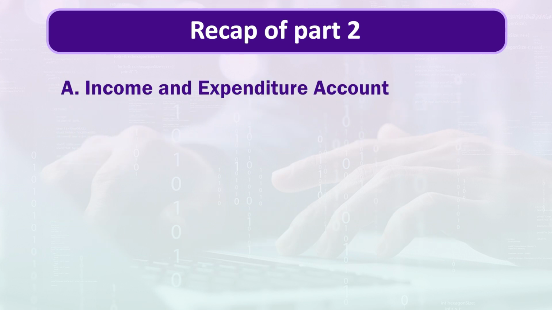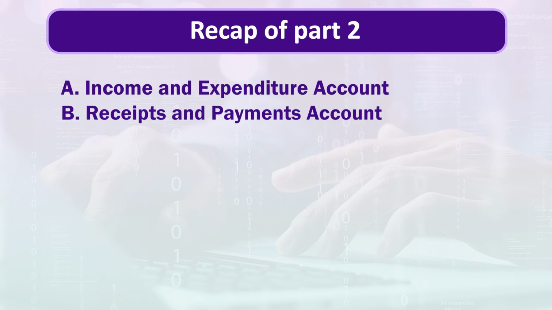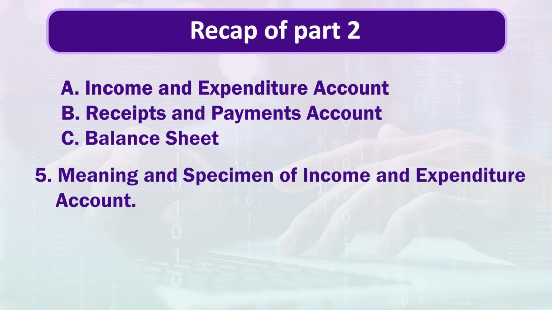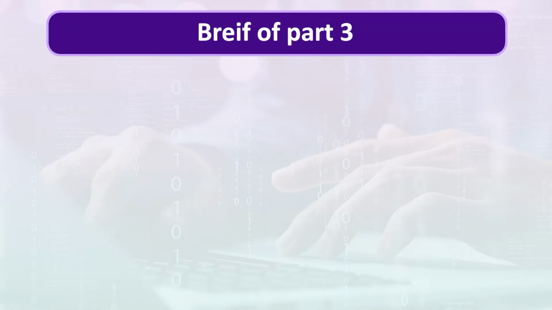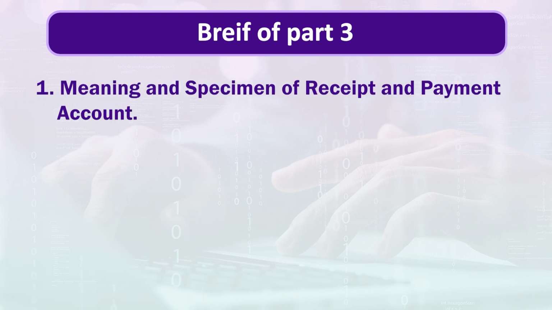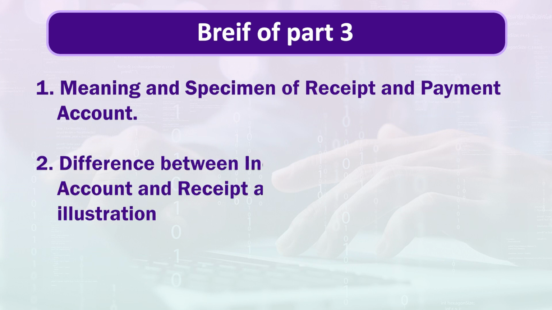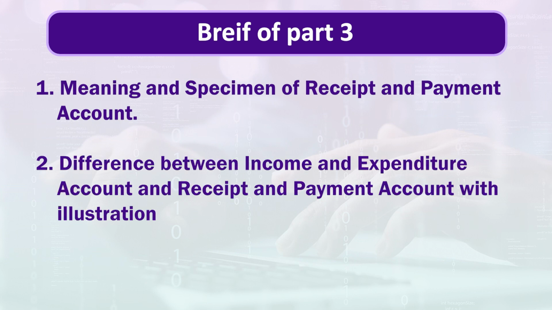A. Income and expenditure account, B. Receipts and payment account, C. Balance sheet. 5. Meaning and specimen of income and expenditure account. 6. Illustration on income and expenses in context of accrual system. Now, in part 3 of accounting for non-trading concerns, we will study about: 1. Meaning and specimen of receipt and payment account, 2. Difference between income and expenditure account and receipt and payment account with illustration.